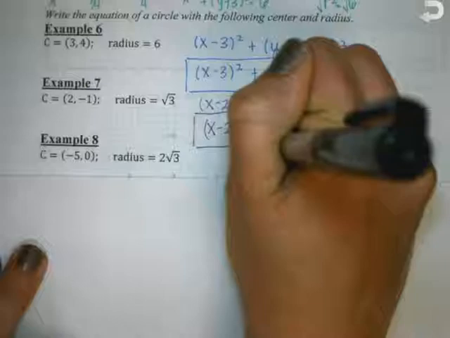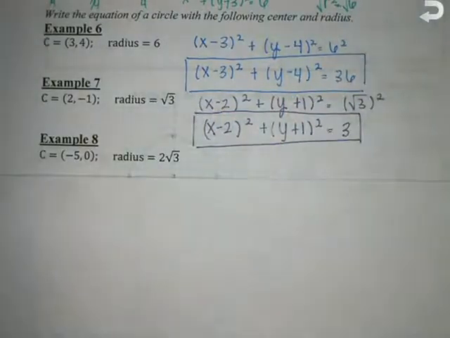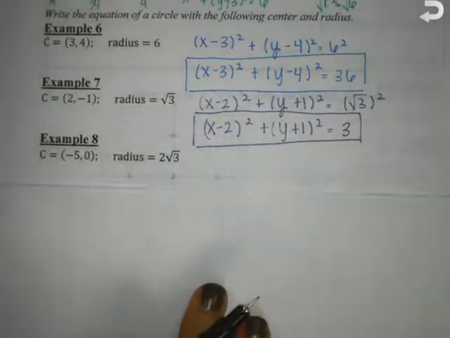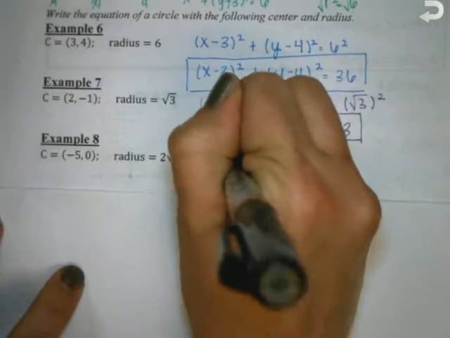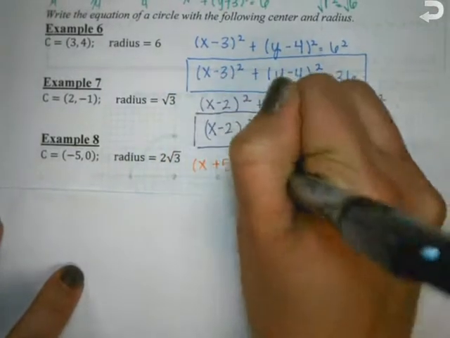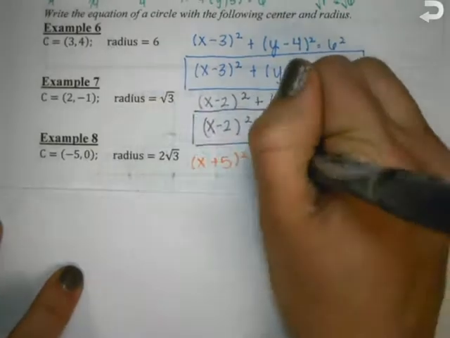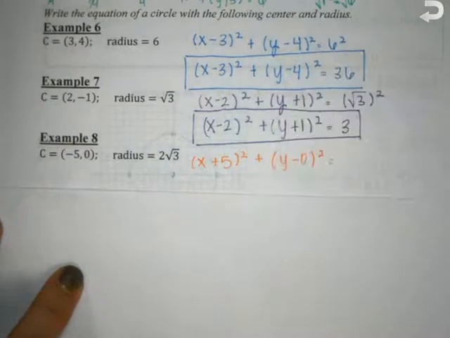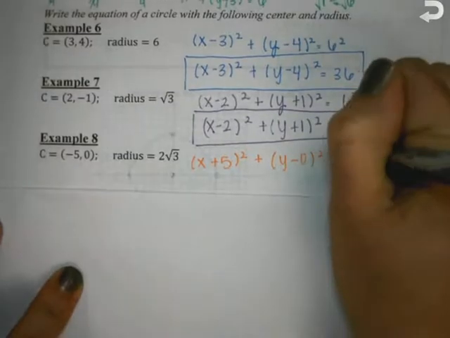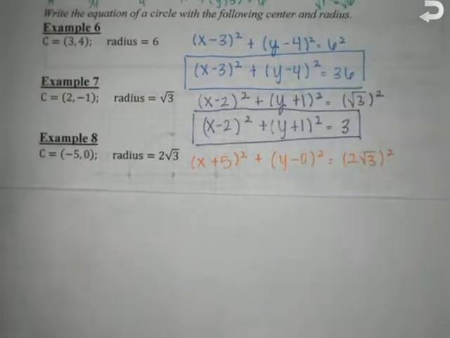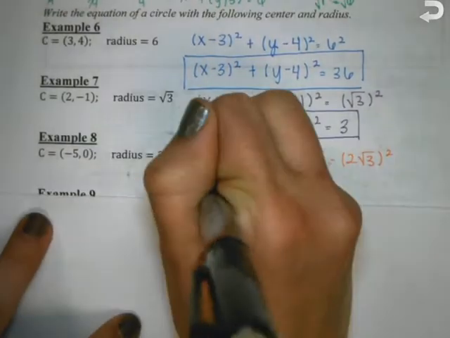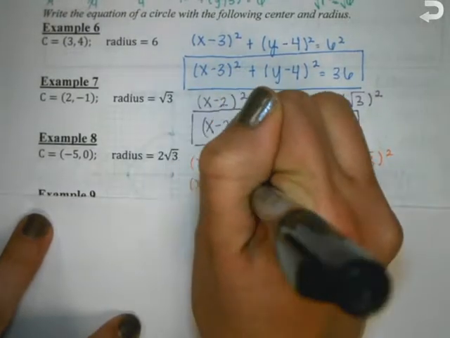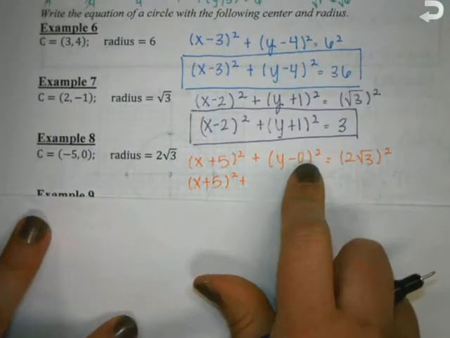Okay, example 8. My x coordinate is negative 5, so that's going to be x plus 5 squared plus y coordinate is 0, so that's going to be y minus 0 squared equals 2 root 3 in parentheses squared. Okay, x plus 5 squared stays the same plus y minus 0 squared simplifies to what? Just y squared. Okay, what about 2 root 3 squared? What do I do with the square there?